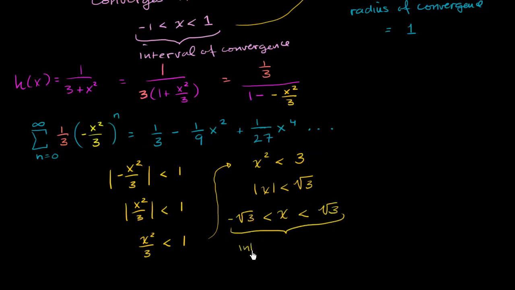This is the interval of convergence for this series, for this power series. It's a geometric series, which is a special case of a power series. And over the interval of convergence, that is going to be equal to 1 over 3 plus x squared. So as long as x is in this interval, it's going to take on the same values as our original function, which is a pretty neat idea.